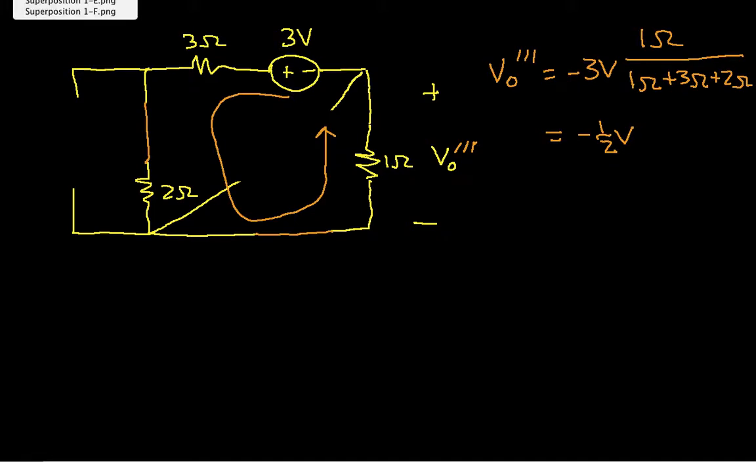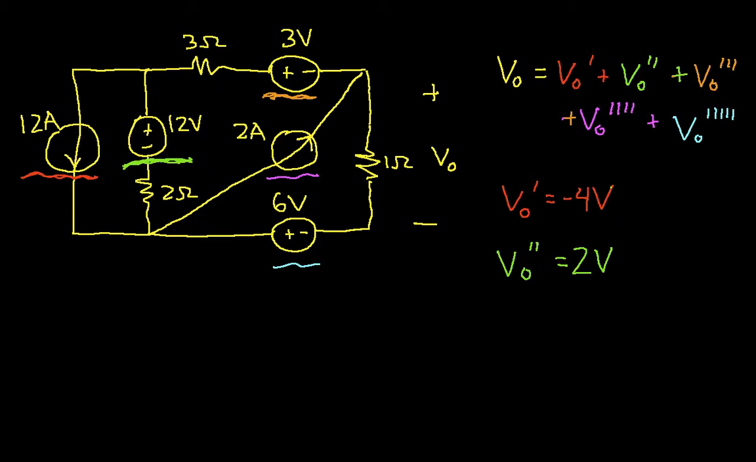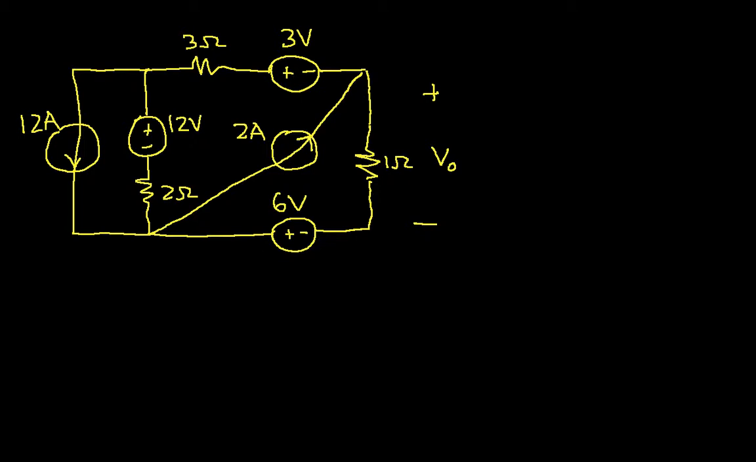Let's go write this down. So we have V0 triple prime is negative 1/2 volt. Okay, so the next thing we'll do then is find the output due to the 2 amp source. So again, I'll bring up a clean copy. And now we're going to go for V0 quadruple prime.